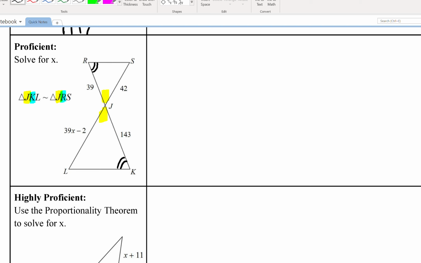And then L is with S by default. It's the only one left. So L is congruent to S. L and S are also congruent. So we can show it that way. Now that's important because then we know which sides to set up the proportion with.